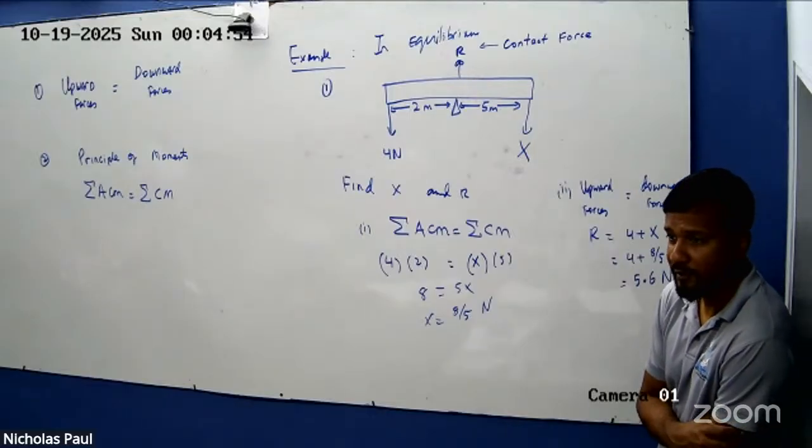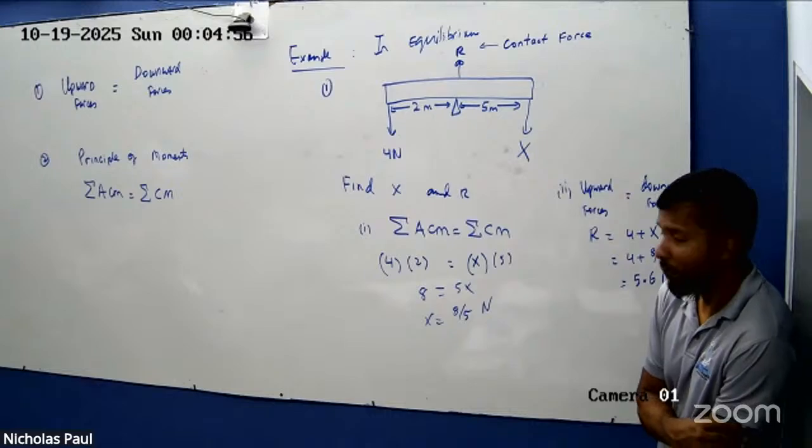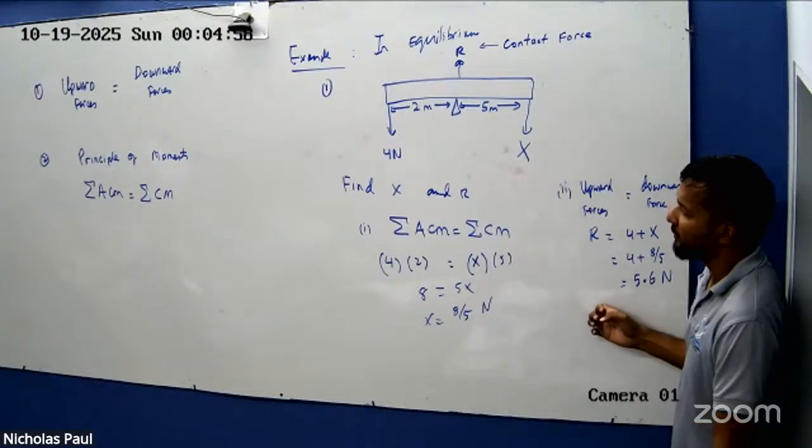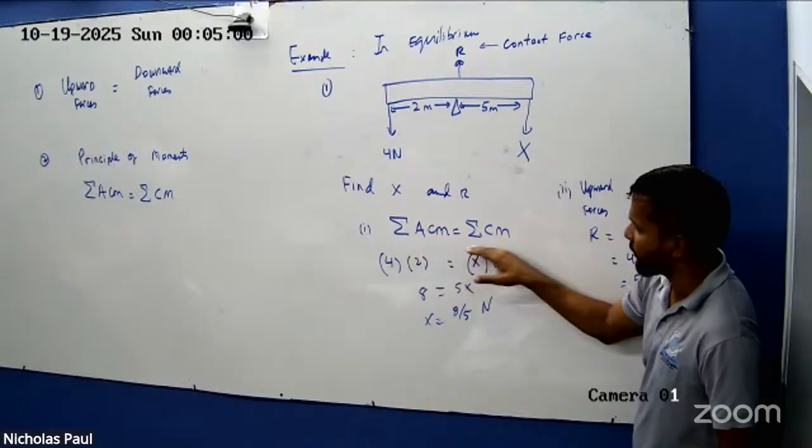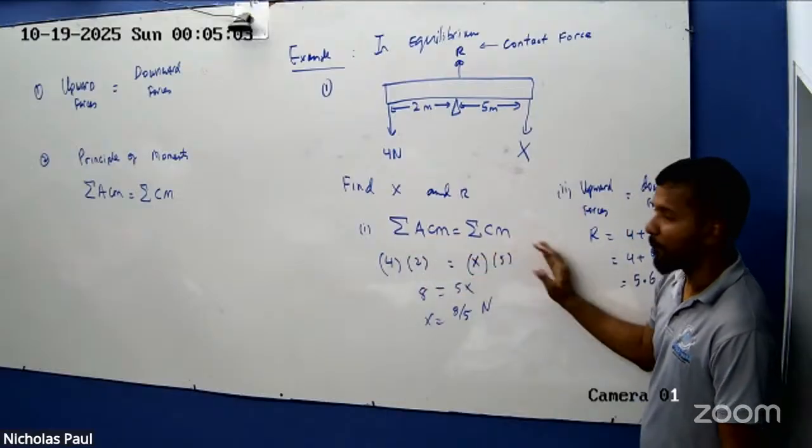Everybody okay with this? Right? So all you have to figure out is which are clockwise, which are anti-clockwise. Plug them in the formula and work it out.